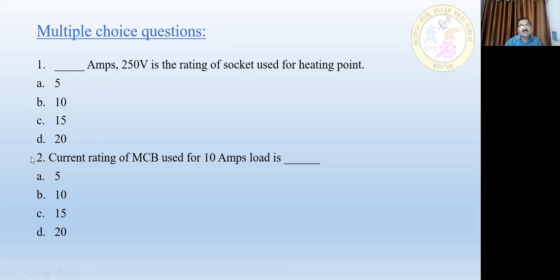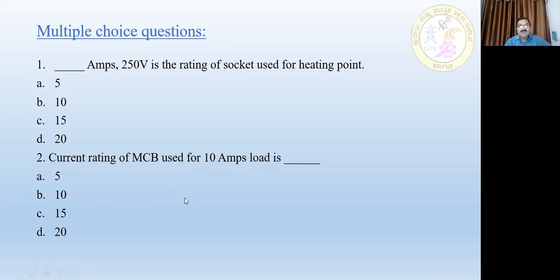The second question is, current rating of MCB used for 10 amps load is. Current rating of MCB used for 10 amps load is 10 ampere. This is the example of this problem itself. We have 10 ampere load in the heating circuit. So MCB used for this is the dash. Options are 5, 10, 15, 20 ampere.